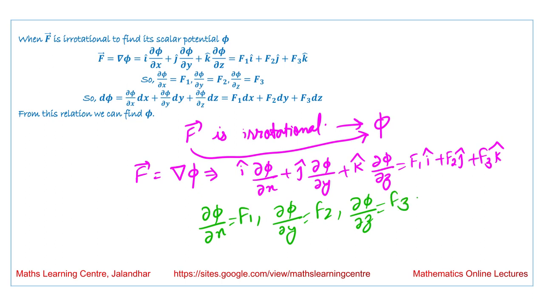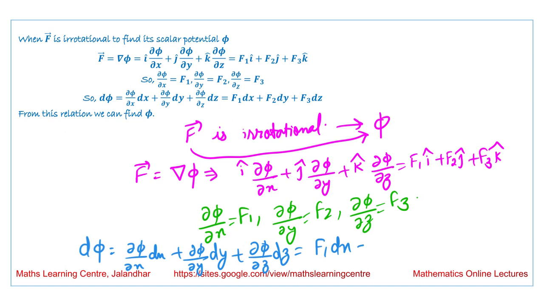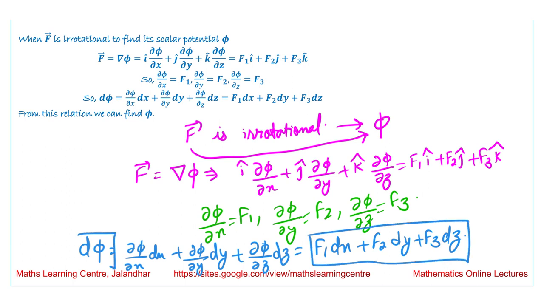So if we write the total derivative d phi, it is curly phi by curly x dx plus curly phi by curly y dy plus curly phi by curly z dz, which is equal to f1 dx plus f2 dy plus f3 dz. From this relation, by integrating this term, we can obtain the value of phi, that is the potential corresponding to the irrotational field f vector.